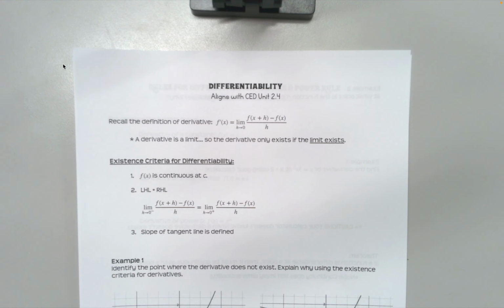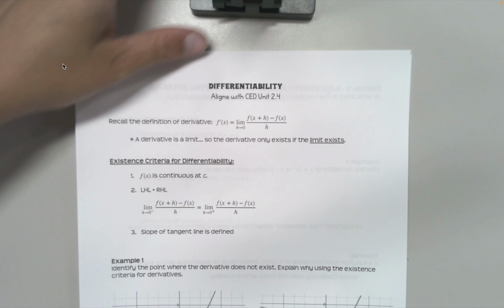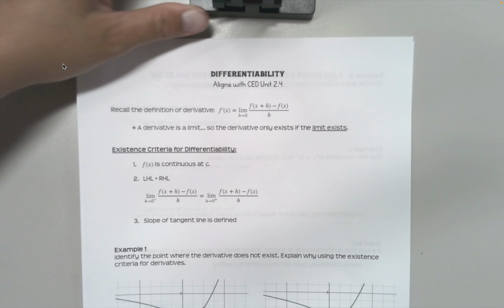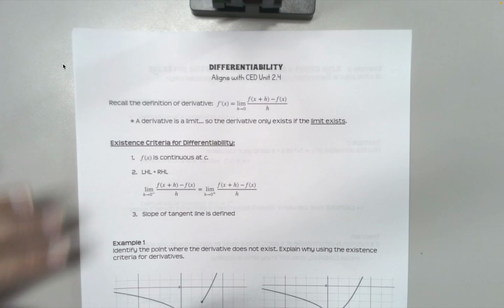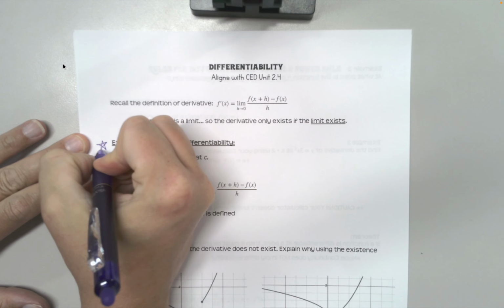Can we find a derivative at any point on this graph? That's the main question of the day: is this function differentiable? And if not, why? So just a quick reminder here before we jump into these existence criteria. This is going to be the big deal in this lesson.